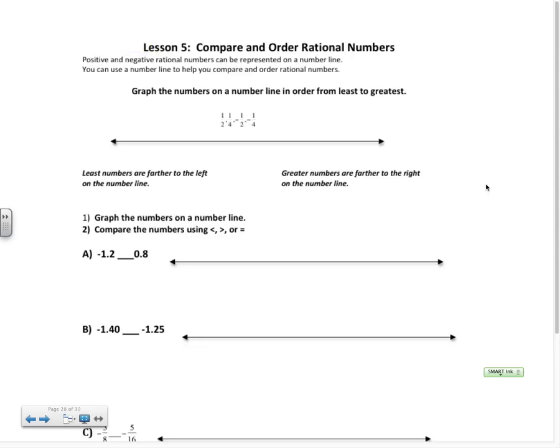So let's take a look at the vocabulary inside this sentence. We know what positive numbers are. They are numbers that are to the right of 0 on the number line. They are greater than 0. We know what negative numbers are. They are numbers that are to the left of 0 on the number line. They are less than 0.